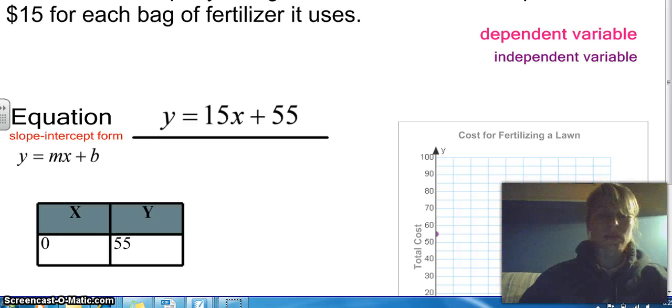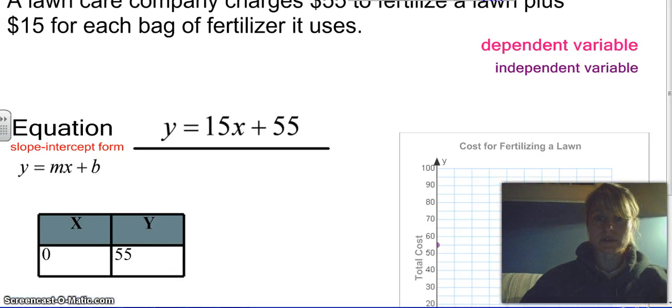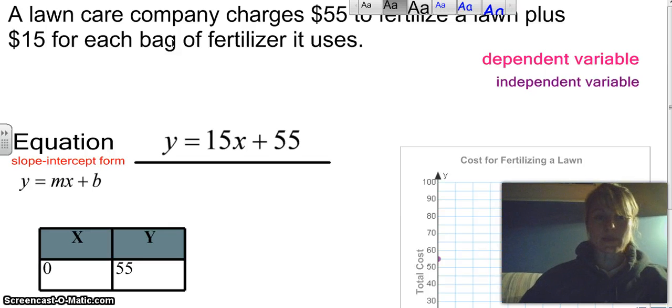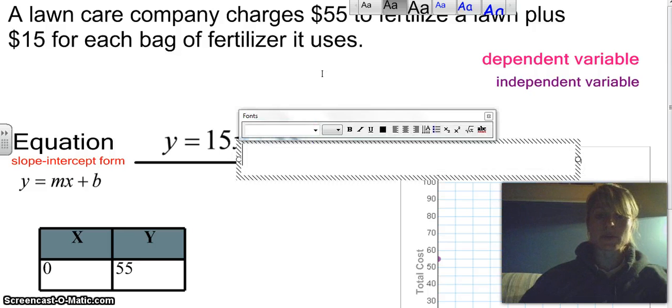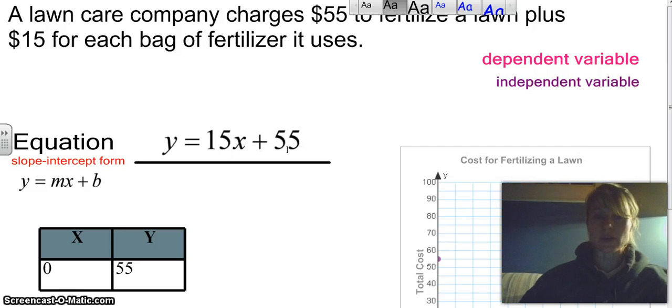Okay, so let's look at this from a different perspective, which we're going to do in class tomorrow. Okay, so we're back to the same problem. So my equation here is, remember, our linear function was y equals mx plus b. M is your slope or your rate, b is your y-intercept. So we already determined that our slope needs to be $15 because that's going to depend on how many bags of fertilizer I have. But no matter what, I'm going to pay $55 because that's what it costs from them to get out here. So we've been talking about dependent and independent variables, okay?